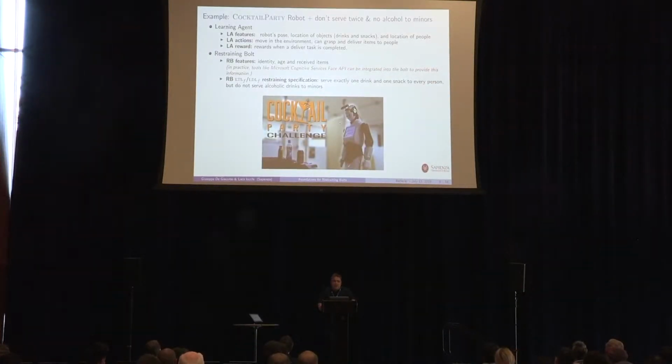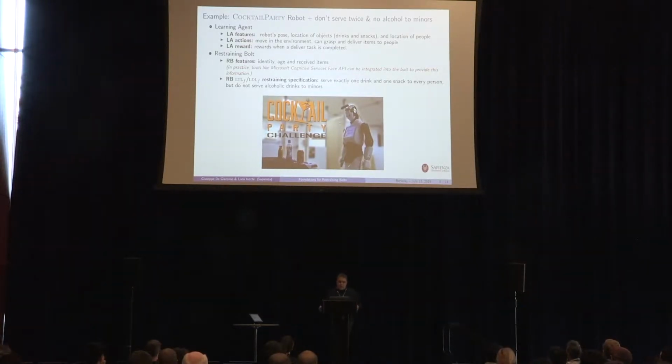My last example is the cocktail party robot. This is a famous scenario, the cocktail party challenge. We have a robot, we are at a cocktail party, we are seated at a table, and we are not moving around. We are sitting at a table, and this robot will take us drinks. What are the features for the learning agent, the robot? The robot pose, the location of the objects, the location of the people. These are the things that it knows. The actions: it can move around in the environment, it can grasp and deliver things. And the reward: it gets a reward every time a certain task is completed.